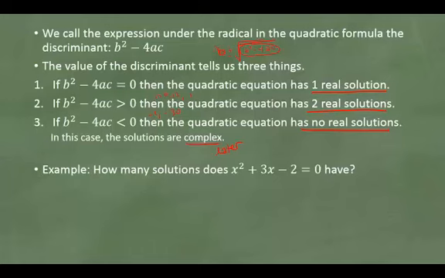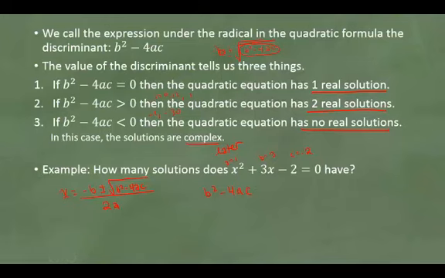So how many solutions does x squared plus 3x minus 2 have? If we were to use the quadratic formula, we could solve for this. We could say x is equal to negative b plus or minus the square root of b squared minus 4ac, all divided by 2 times a. We know our a here is 1, our b is 3, our c is negative 2. But we're not going to solve.